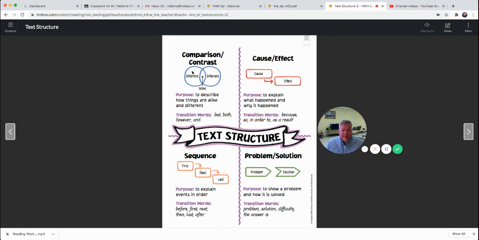So I think for our text, Blind Ambition, these three would be the best to describe how it's written: problem and solution, cause and effect, and compare and contrast. I hope you enjoyed the story this week.